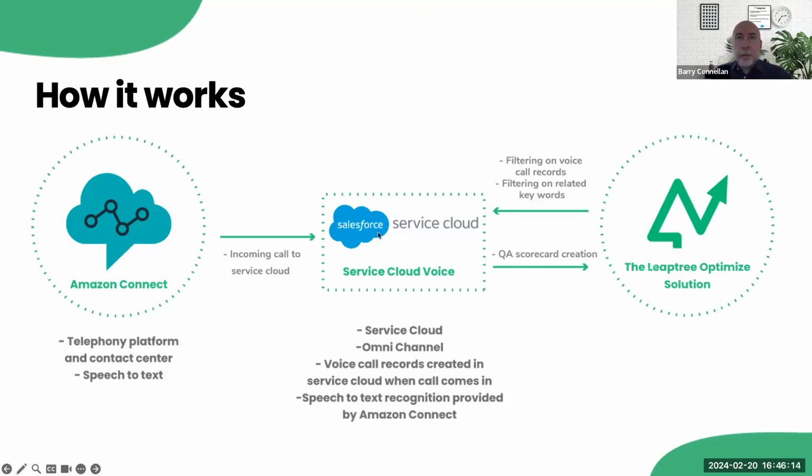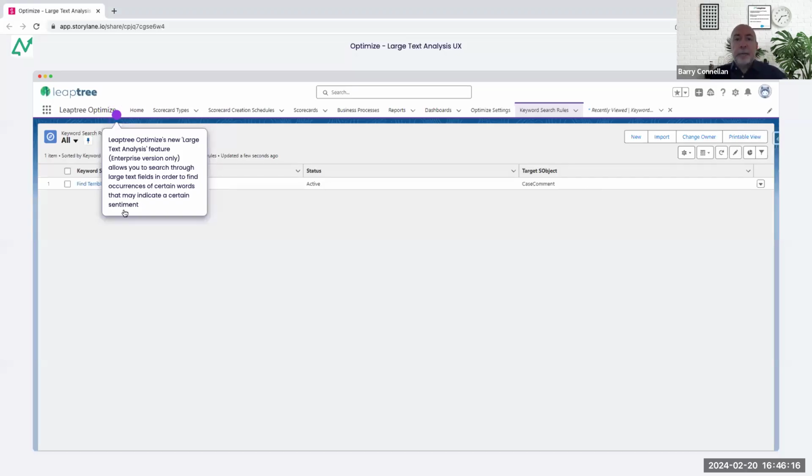So I'm going to jump straight into the Leaptree Optimize application. As you can see, Optimize is simply an application accessed from within your Salesforce org. These nine dots here link to the application itself. Large text analysis enables your teams to search through large text fields in Salesforce. And as mentioned, this is email threads, chats, social interactions, and voice calls if the speech-to-text capability is enabled.